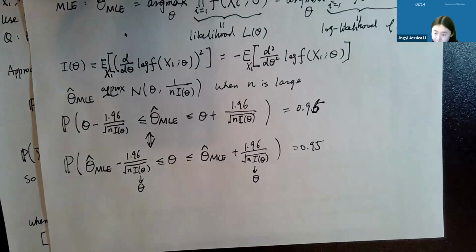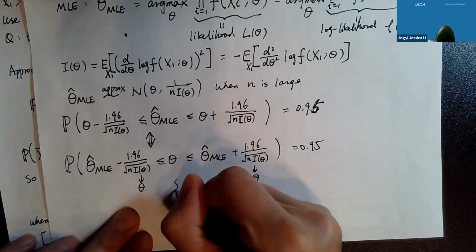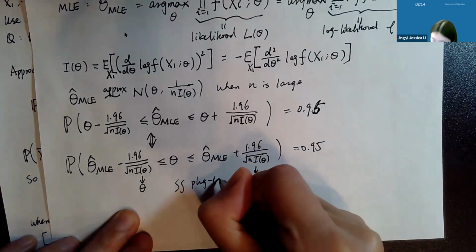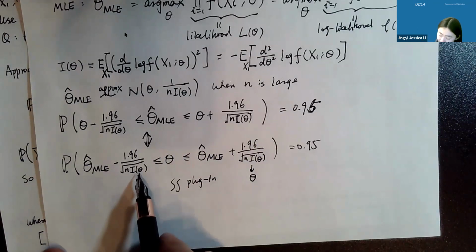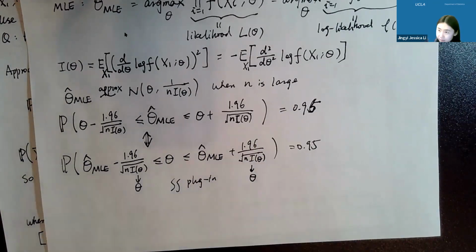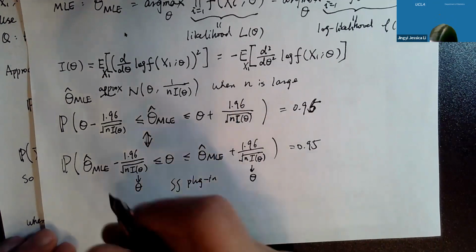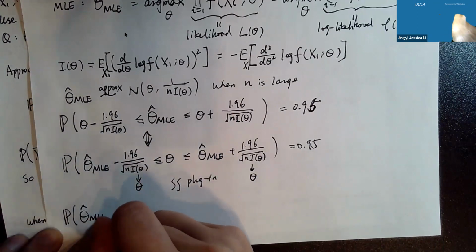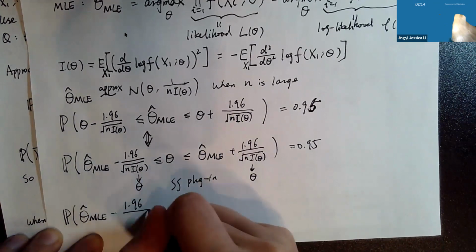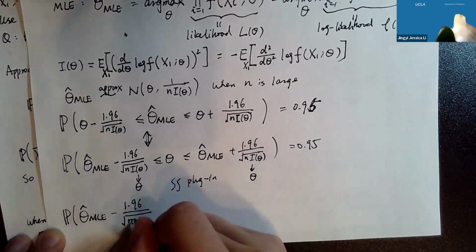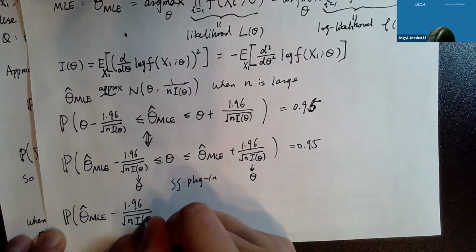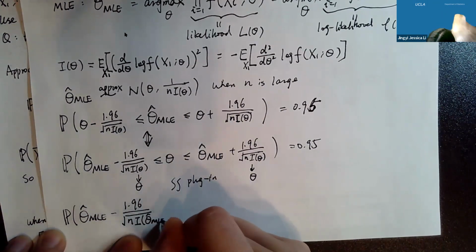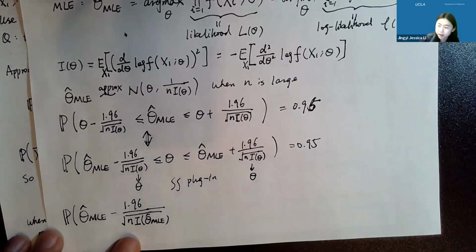Here the plug-in approach would work. We replace the unknown theta in the two boundaries by theta hat MLE, assuming that the theta hat MLE, when n is large, is very close to theta. So we can replace it. Therefore, we would have the probability that theta hat MLE minus 1.96 divided by root n times, now the Fisher information, I change theta to theta hat MLE. That's my left boundary.